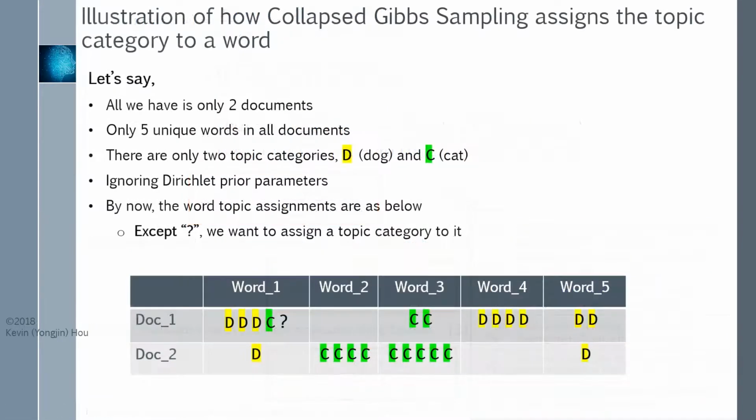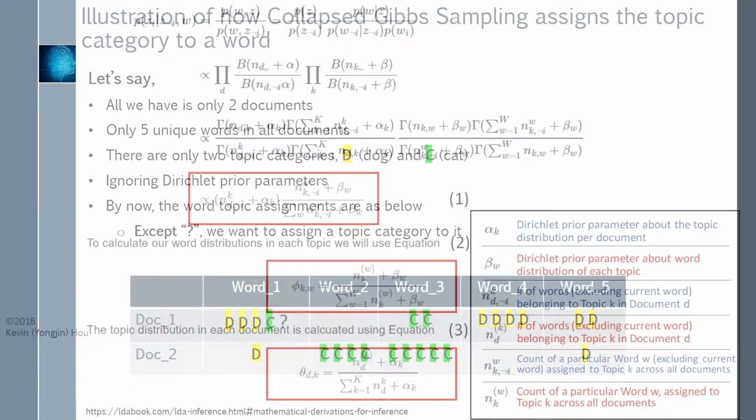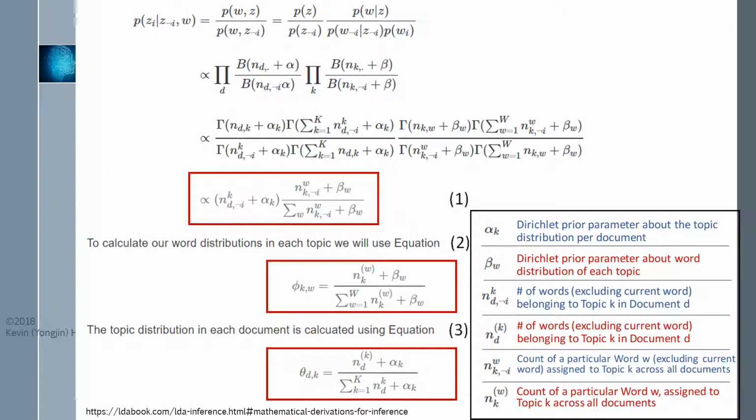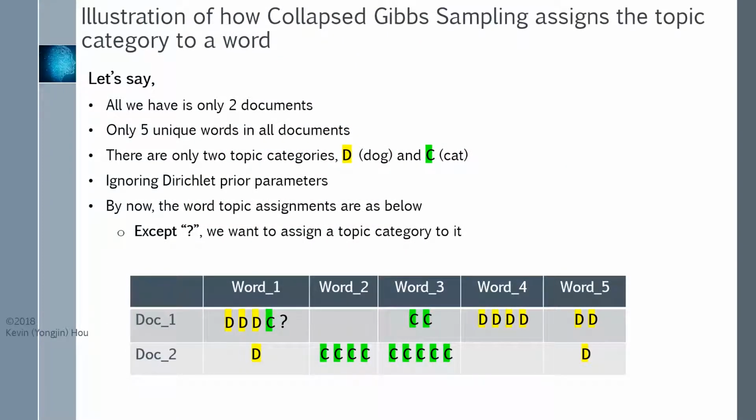All right, now maybe let's walk through one example to figure out how the word topic assignment works in reality, because the formulas here can be pretty confusing. Let's walk through one example to get the intuition. We only have 2 documents. That's all we have. In reality, you may get hundreds, thousands, millions of documents. But in our illustration, let's just work on 2 documents.